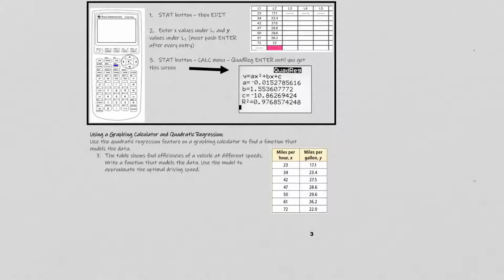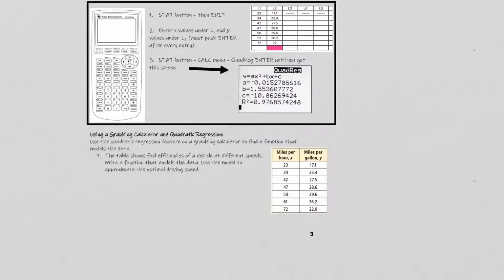So we're going to push the stat button, which is right here. I'm coloring it in, okay? And then it gives you a menu, or along the top it says edit, calc, and then something else. But we want the edit under the very first menu, so push number 1. Under L1 is where we put those X values. Push enter after each one. And then under L2 are the Y values, and push enter after each one. All right, so once your data looks like this, pause, and then once your data looks like this, push play again so you know what to do.